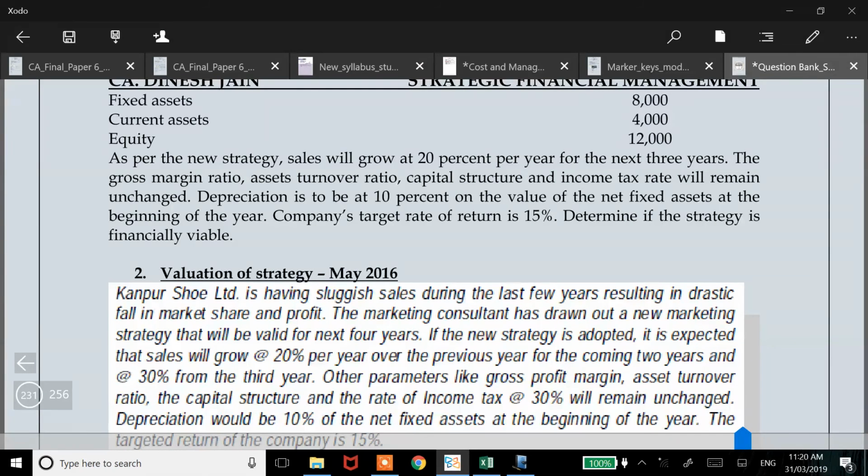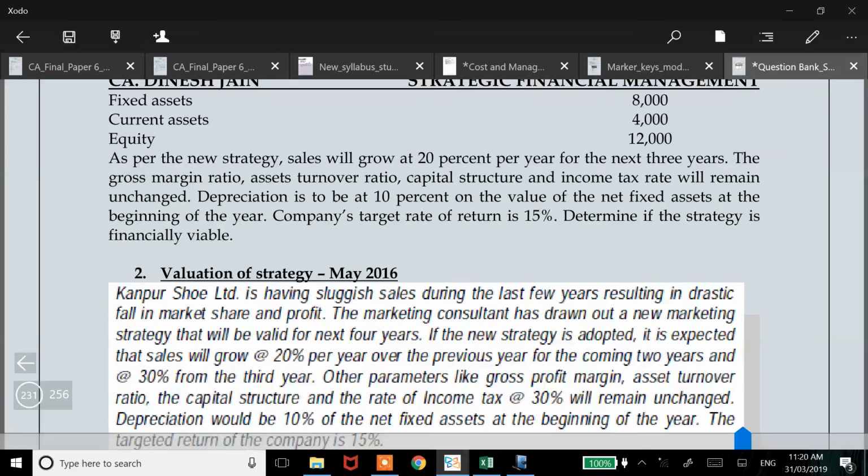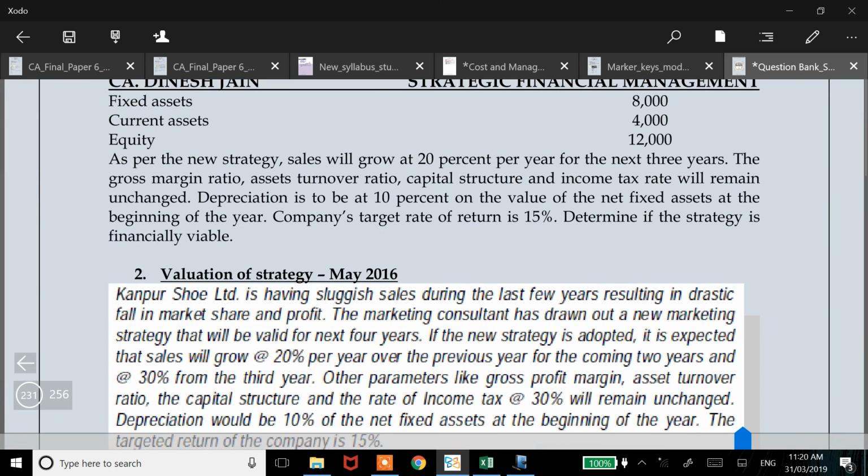Now listen, as per the new sales strategy, sales will grow at 20% per year for the next 3 years. The gross margin ratio, that is your 20% margin, would remain the same. Asset turnover ratio, capital structure and income tax rate will remain unchanged. Asset turnover ratio remaining the same means if turnover goes up by 20%, your assets will also go up by 20%, then only the ratio will remain the same. Capital structure: it's an entirely equity financed company, so they are saying they're not borrowing any money, which doesn't really matter.